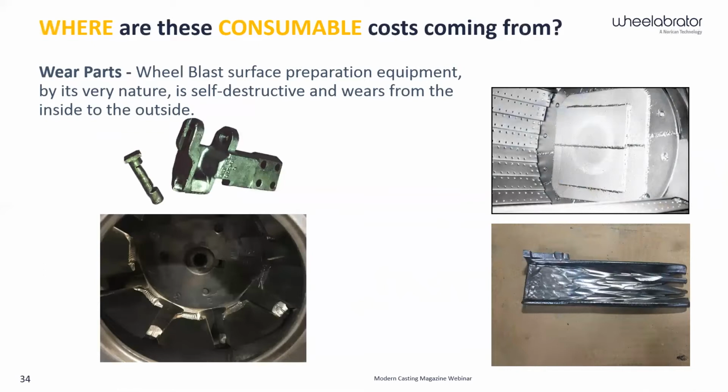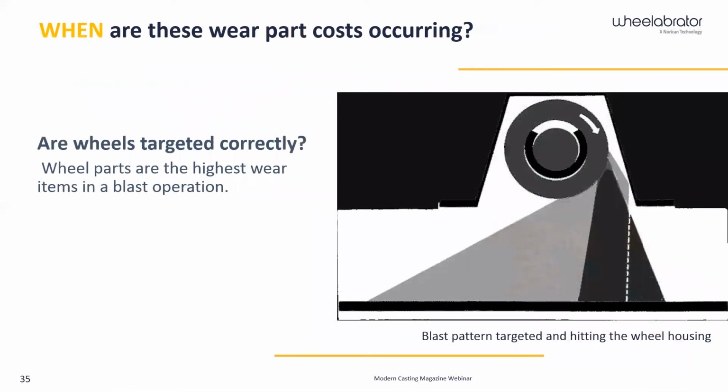So how can we reduce any of that? Or let's start out, I apologize: when are some of these occurring? One of the main areas is off the blast wheel. If that blast wheel isn't targeted correctly, it's going to increase your wear parts. Pictorially right there, you can see I'm actually blasting off of my housing with a tremendous amount of my blast stream. That's going to do two things. Obviously, it's going to increase my abrasive consumption. It's going to wear out my housing faster, and I'm not going to clean as fast. So those are a couple of areas that you want to look at.